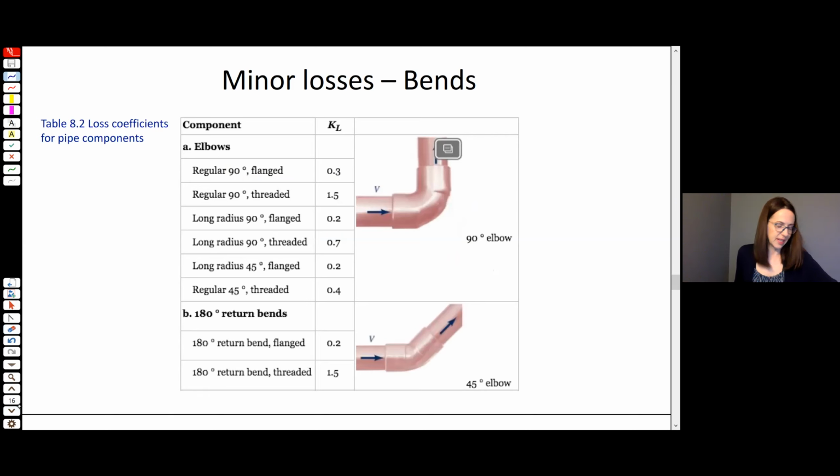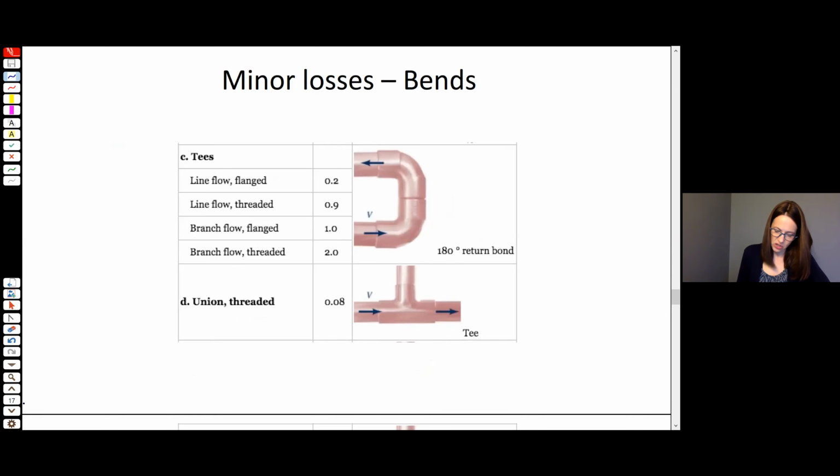All right, and then we've got table 8.2, and it lists, I've got it on 3 different slides here, many different situations: different kinds of elbows, depending on whether they're flanged, or if you just fit them together, or if they're threaded, so you have to screw them together. Depending on the degree of the turn, 90 degrees, 45 degrees. We've got 180-degree returns.